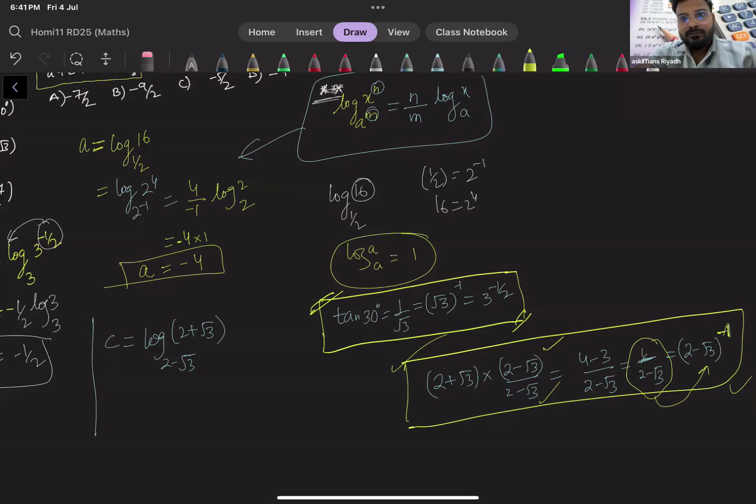Arif. Sir, will the answer be minus 1? So the answer will be minus 1, correct.